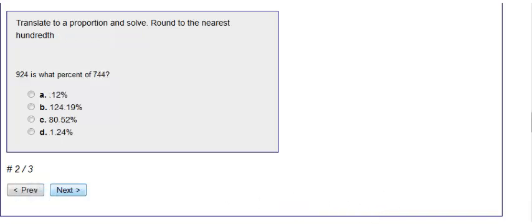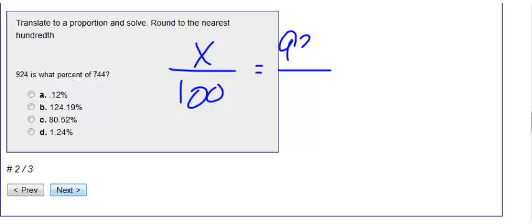Number 2 here, same thing. Is over of equals the percent over 100. So it says 924 is what percent? So this time we're looking for the percent. So I'm going to put the X over 100 because I'm looking for my percent equals, okay, so is over of. 924 is. My is part goes on the top of 744. 744 goes on the bottom.